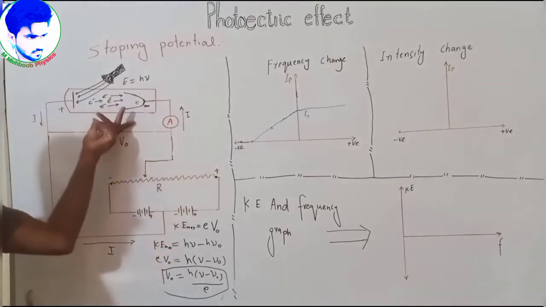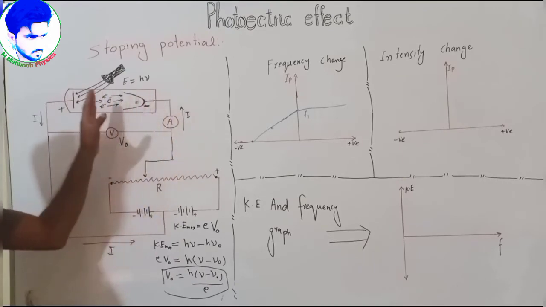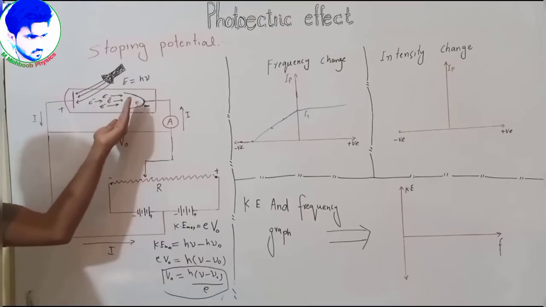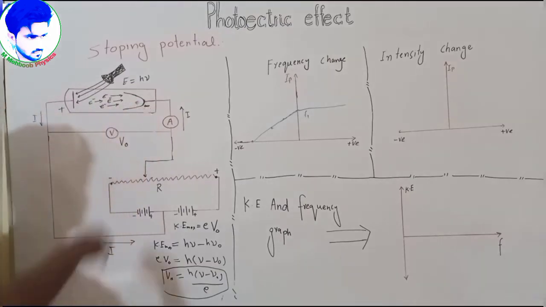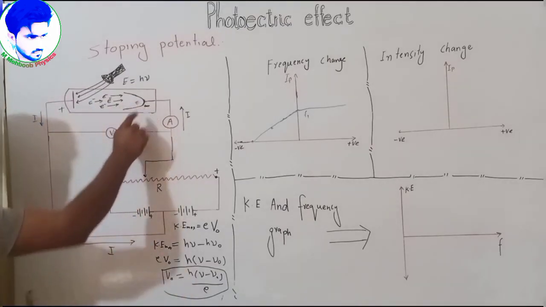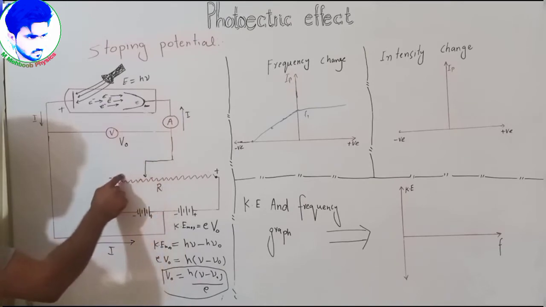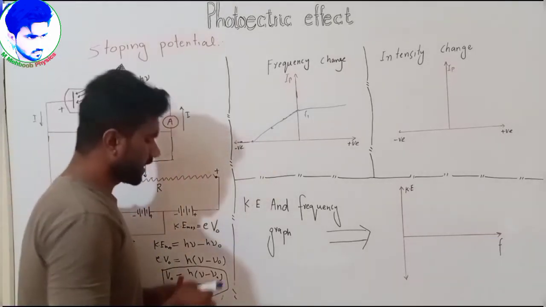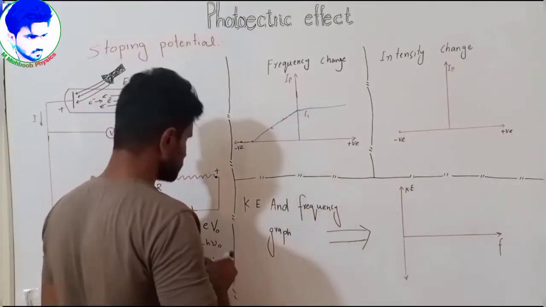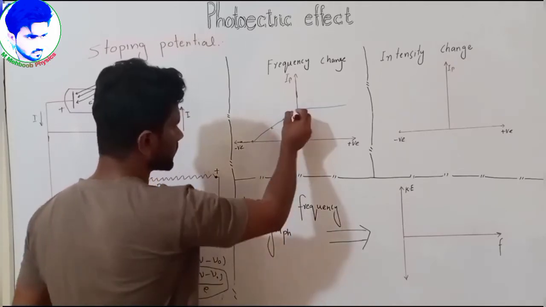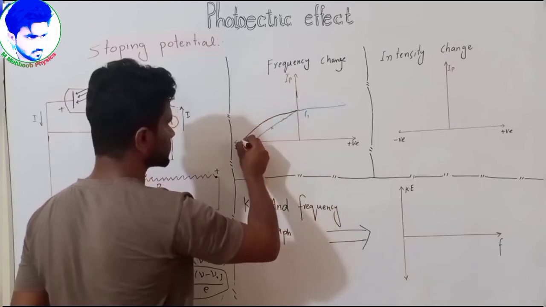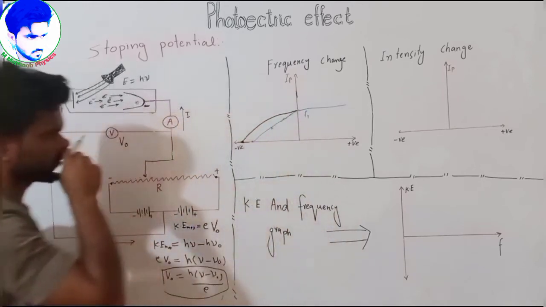And greater kinetic energy means greater velocity. To bounce back these electrons, we have to apply a more negative potential. So we also have to move this terminal toward the negative terminal. So they require a more negative potential to stop these photoelectrons. So let's suppose they will be stopped at that point.